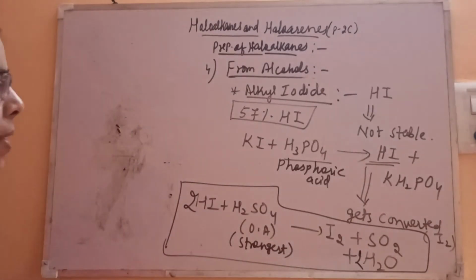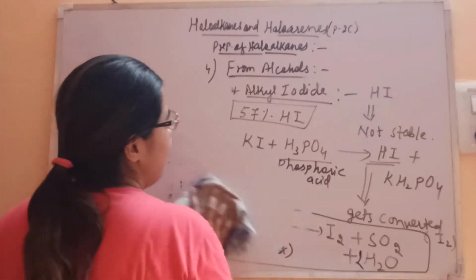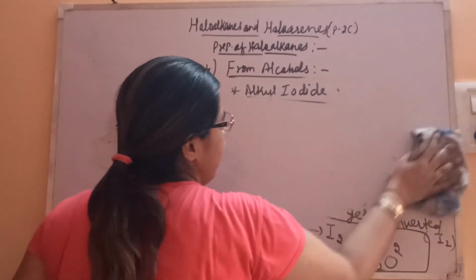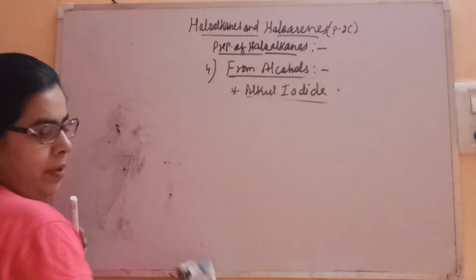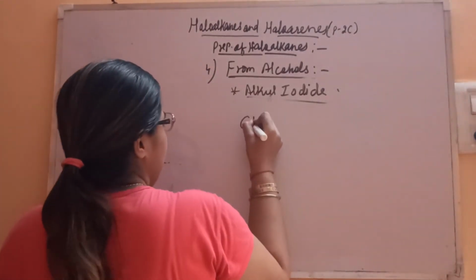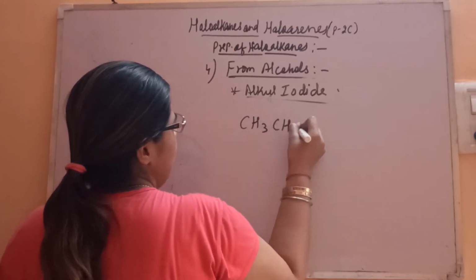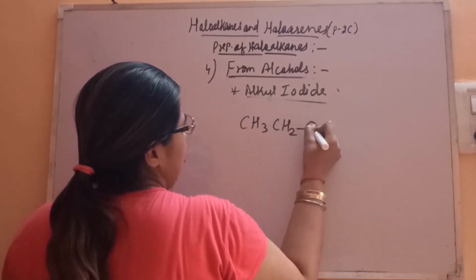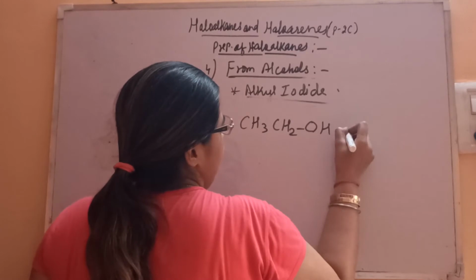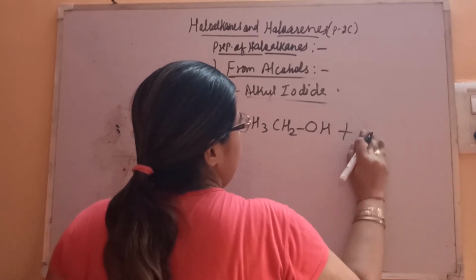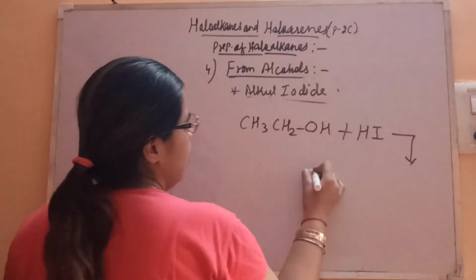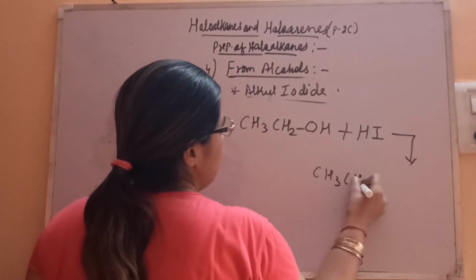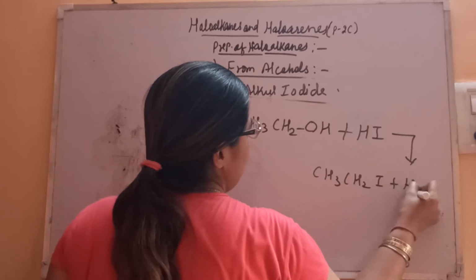So now we will prepare alkyl iodide by using this 57% HI. Okay, so let's take CH3CH2OH plus HI gives you what? CH3CH2I plus H2O.